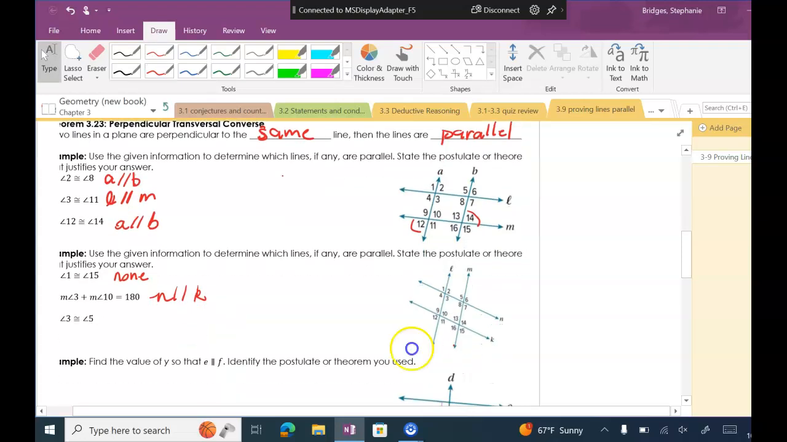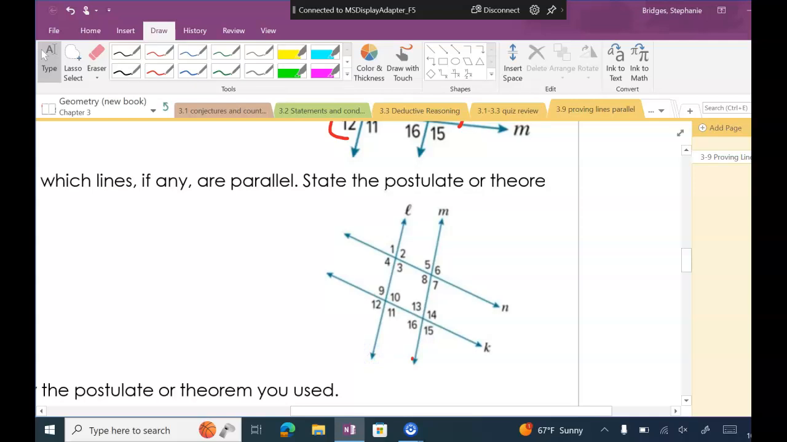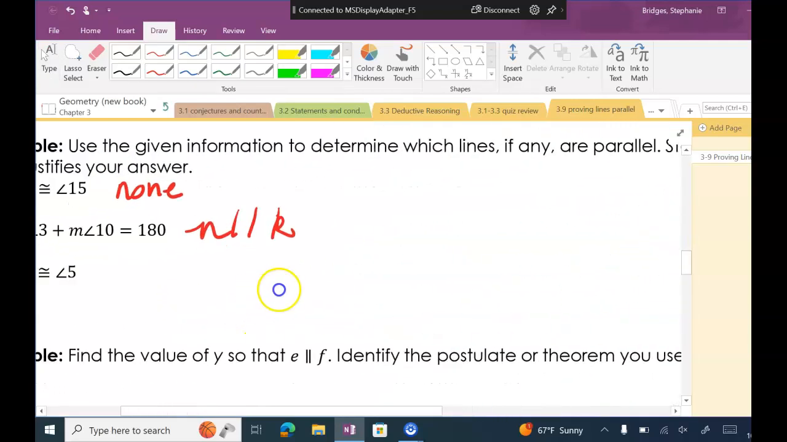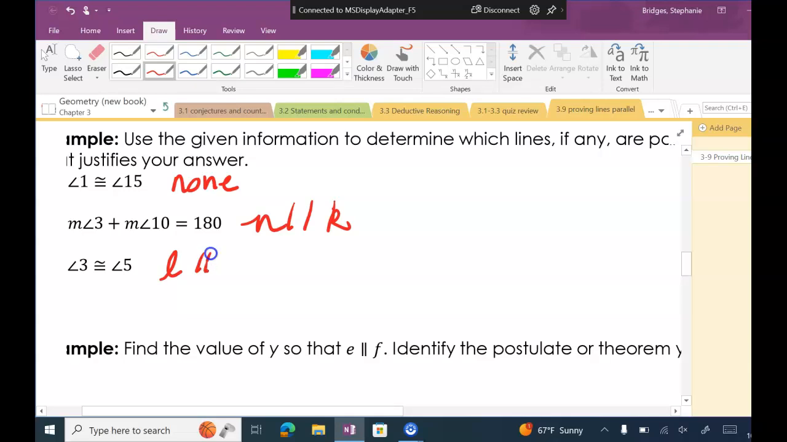And then what about 3 and 5? In order for 3 and 5 to be congruent, what lines would have to be parallel? Which ones? M and N? L and M. I'm sorry, I thought you said N. L and M, yes, that is correct.